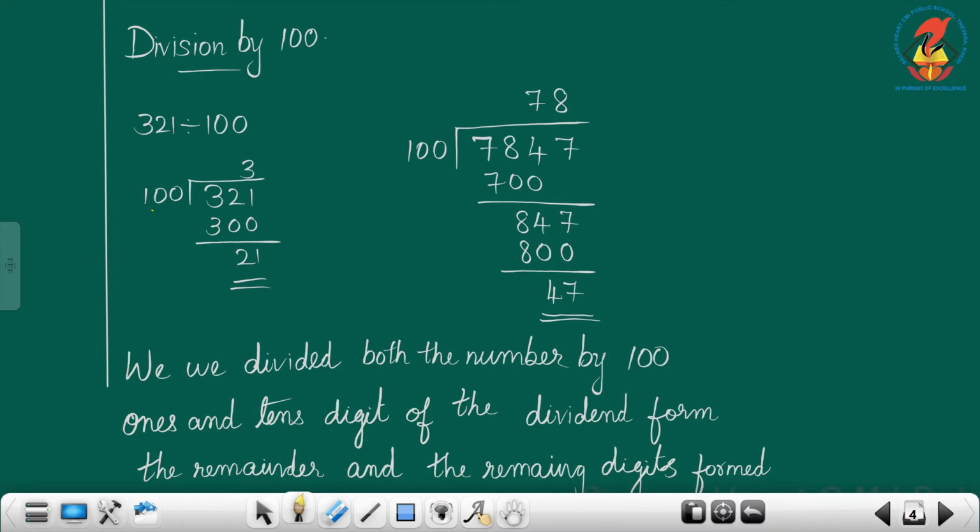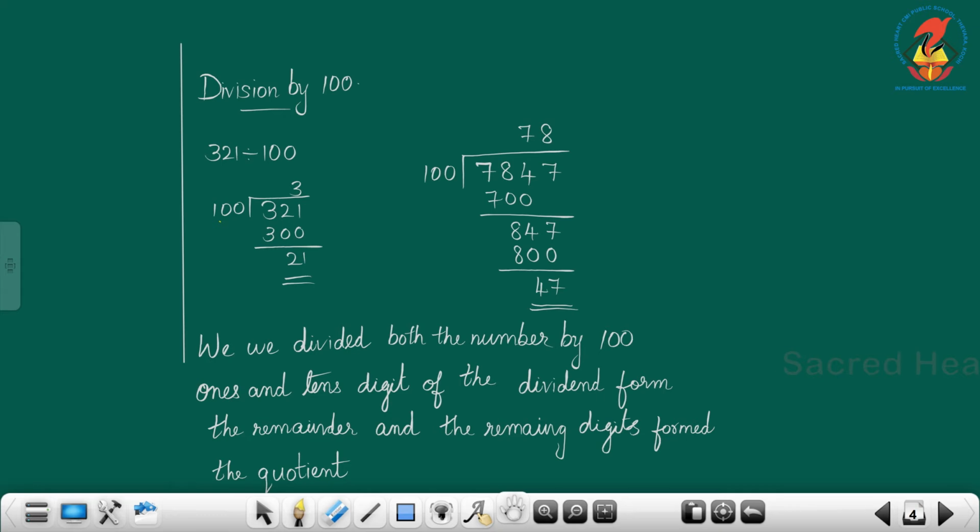Here also, 7847: 78 is the quotient and 47 is the remainder. So that means the first 2, the ones and tens place, is going to the remainder, and the other remaining numbers are the quotient. When we divide both the numbers by 100, the ones and tens digits of the dividend form the remainder.